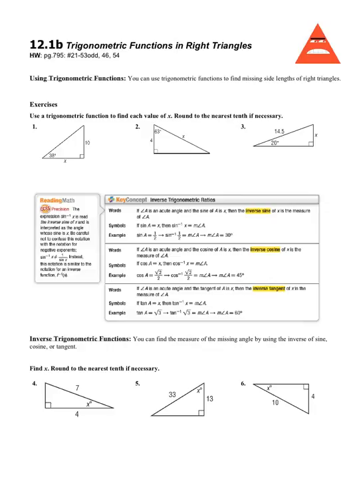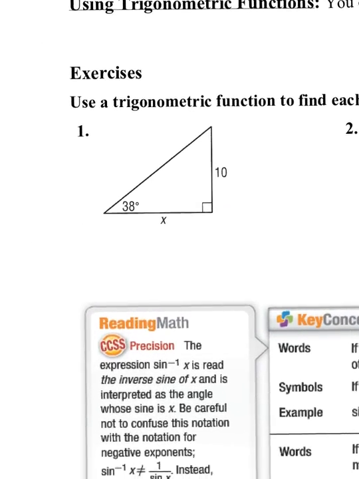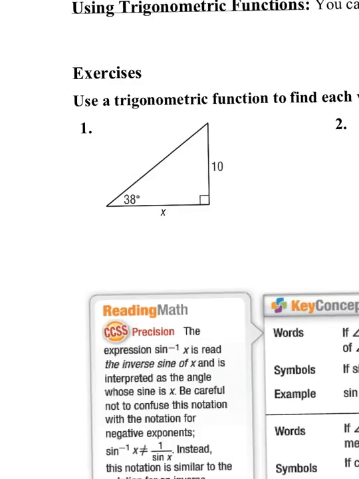Alright, so the first thing is we are going to be using our calculators, so make sure you have those on hand. And also make sure that you put your calculators in degree mode as opposed to radian mode. The first thing we're going to do is solve for this right triangle. We're going to solve for x using the trigonometric function to find the value of x and round to the nearest tenth.